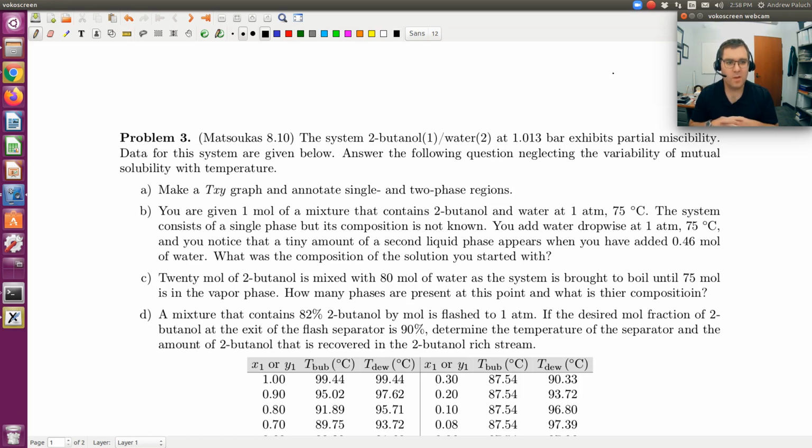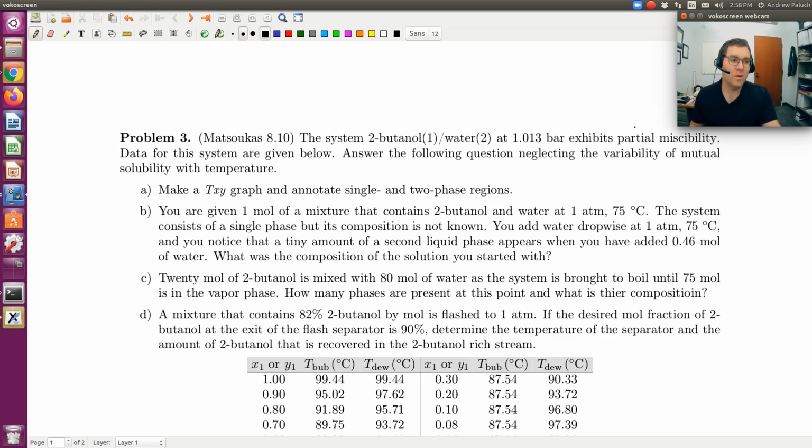Okay, so the first thing I'm going to do is sketch a phase diagram for my system before I even look at my questions and try and tackle them. We have water and 1-butanol, so it's going to be a partially miscible system, and so I'm going to get phase separation. So there's going to be an LLE region and then a VLE region on top.